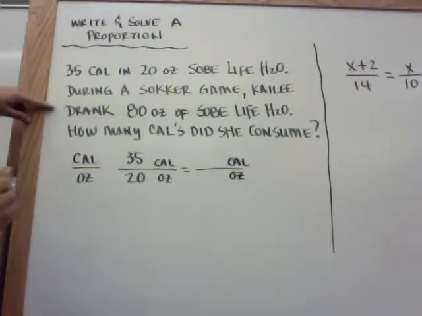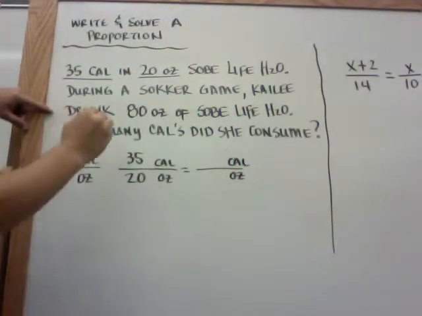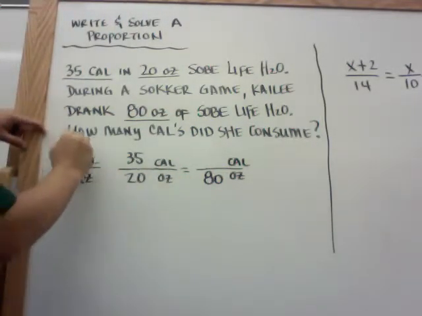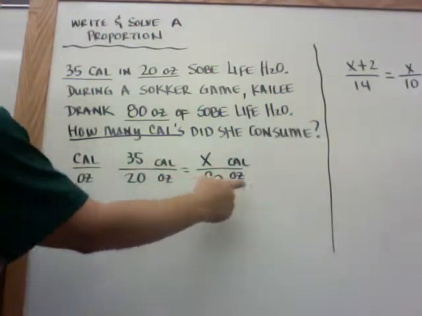And I have 80 ounces, so 35 calories in 20 ounces. I have 80 ounces here, so the 80 goes down here. And it's saying how many calories, my x goes there. Okay, so that's how you set up a proportion. Use the units to help you line them up. Put the calories on top, ounces on the bottom.